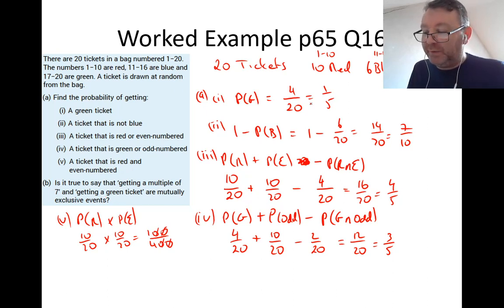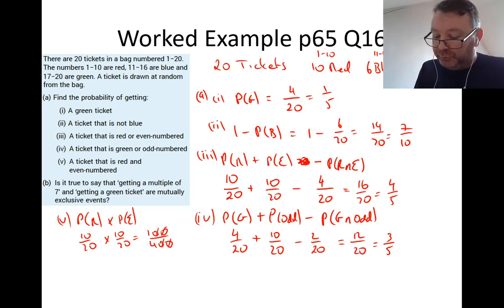How many even reds do we have? 2, 4, 6, 8 and 10. Yeah, that's 5 out of the 20. 5 out of the 20 is 1 over 4. So the rule works. And I'm just doing this to show you the rules. Okay, so finally then, part B.